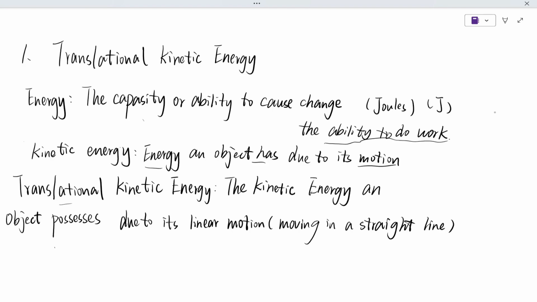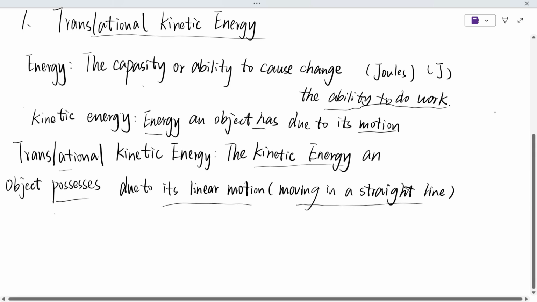Now, back to the topic name. What is translational kinetic energy? It is the kinetic energy an object possesses due to its linear motion. The linear motion is basically just an object moving in a straight line. So translational kinetic energy, in an easier way to say, is just the kinetic energy an object has when it is moving on a straight line.